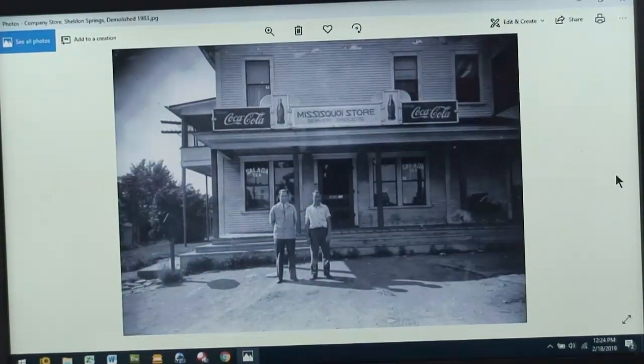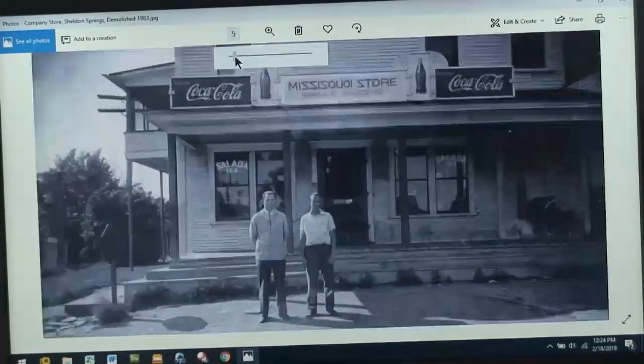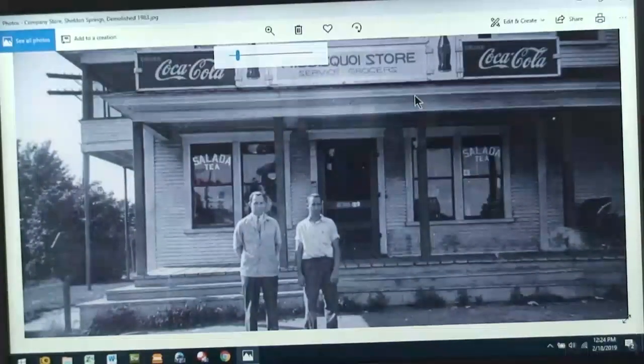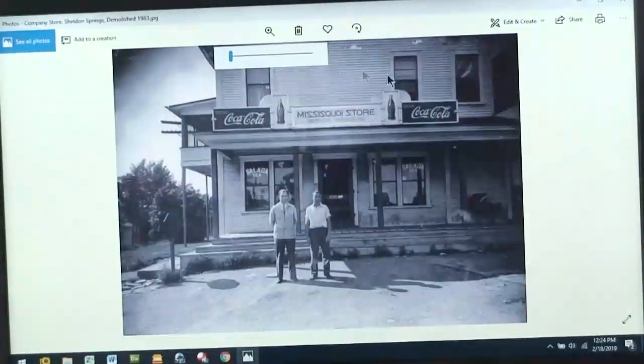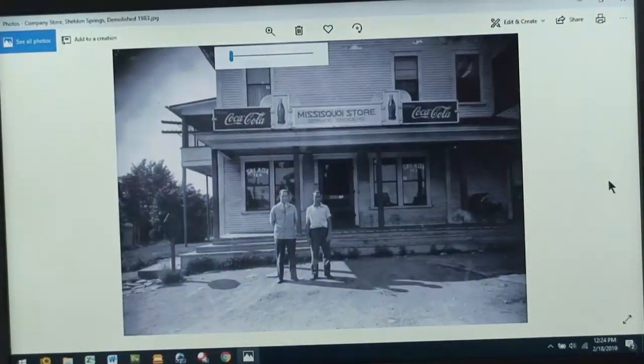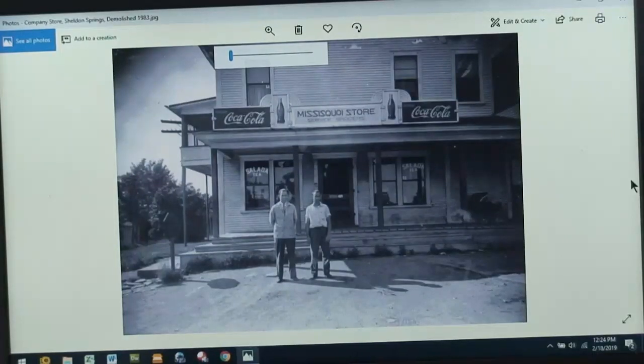These two individuals here, running it as the Missisquoi store, are in fact the last two owners of the store. Notice again, this is the south side shot. It's called the Missisquoi store at Sheldon Springs. So the store has quite a history in terms of its longevity over a period of just short of 70 years, or excuse me, 80 years.